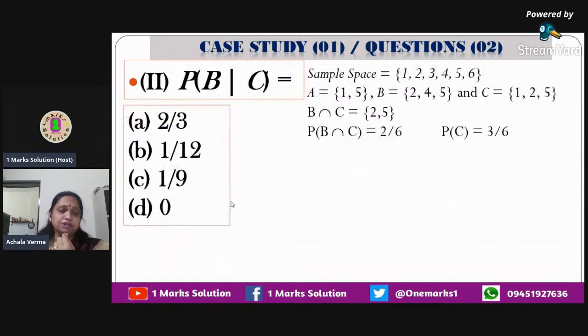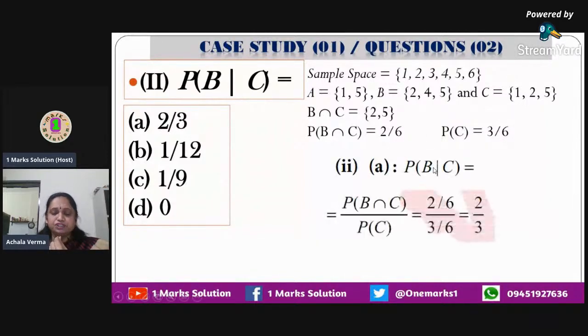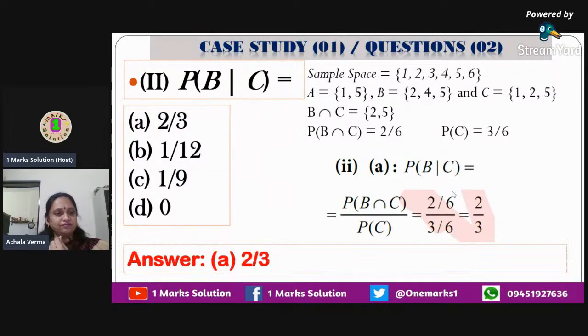We move to the next question. Probability of B when C has already occurred. Now, we need to find the probability of B intersection C. So let us first find what B intersection C is. B intersection C has 2 elements common to B and C, that is 2 and 5. So probability of B intersection C is 2 upon 6 and probability of C is 3 by 6. We continue with the conditional probability formula, that is probability of B intersection C upon probability of C, which gives us 2 upon 6 by 3 by 6. That's equal to 2 by 3, which is option A, the right answer.